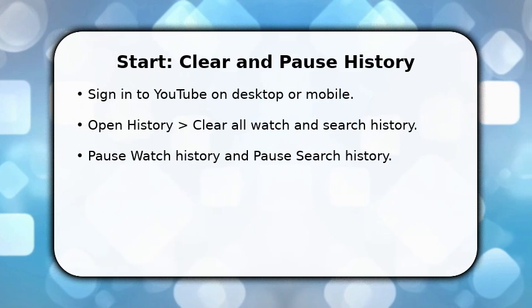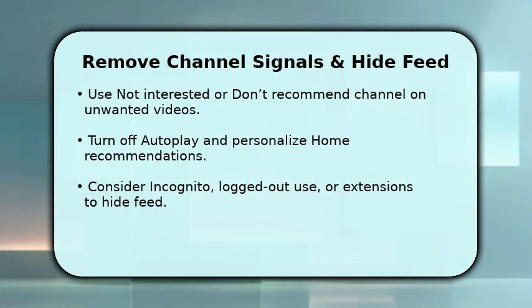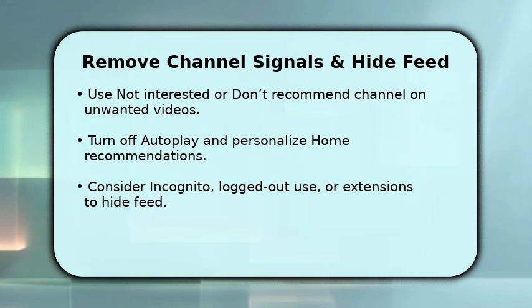Next, neutralize remaining signals and hide the feed you don't want. As you see unwanted videos, mark Not Interested and choose Don't Recommend Channel. This sends direct feedback to the system. Turn off autoplay so when a video ends, it doesn't queue similar content.